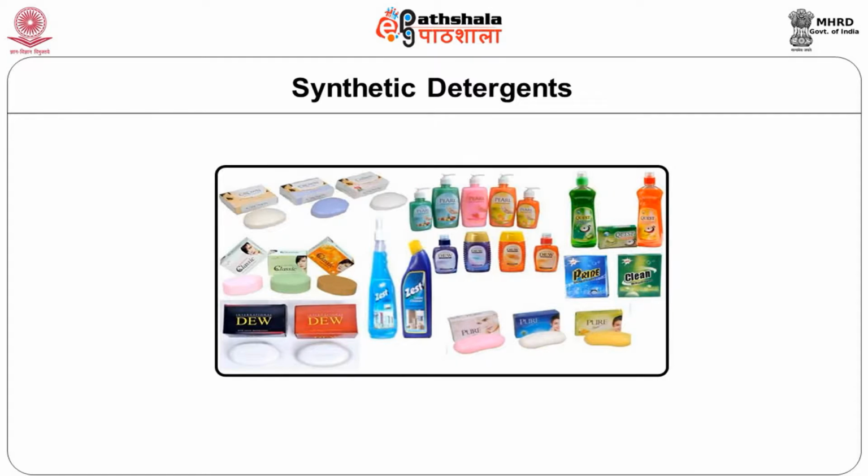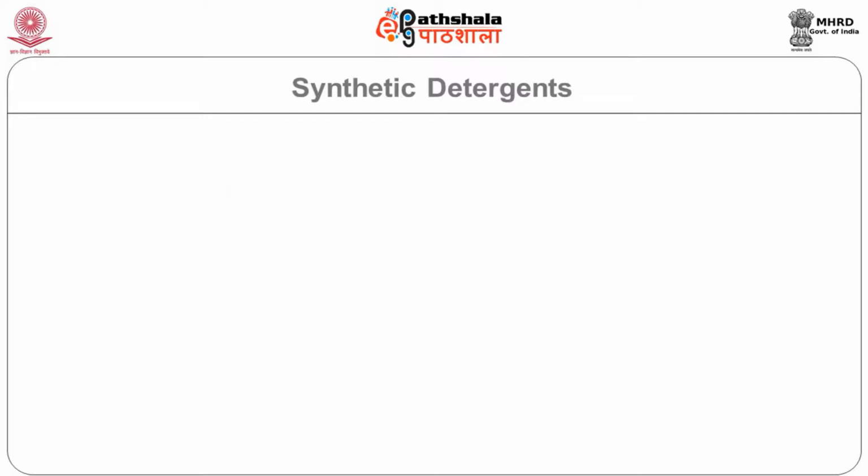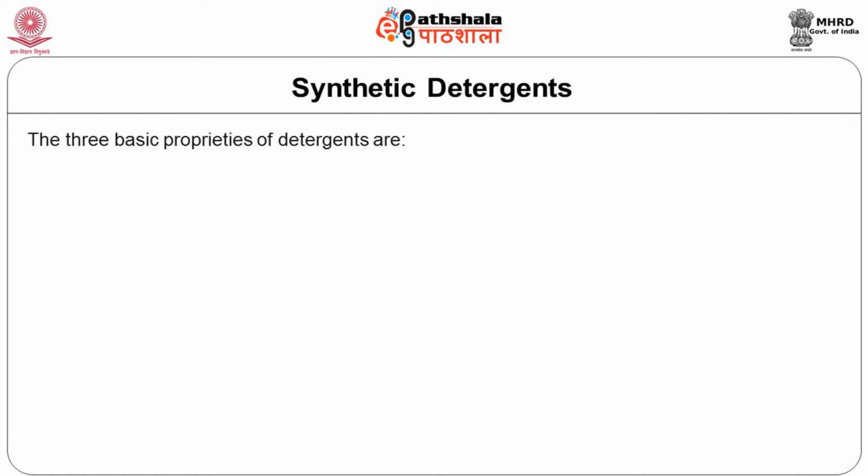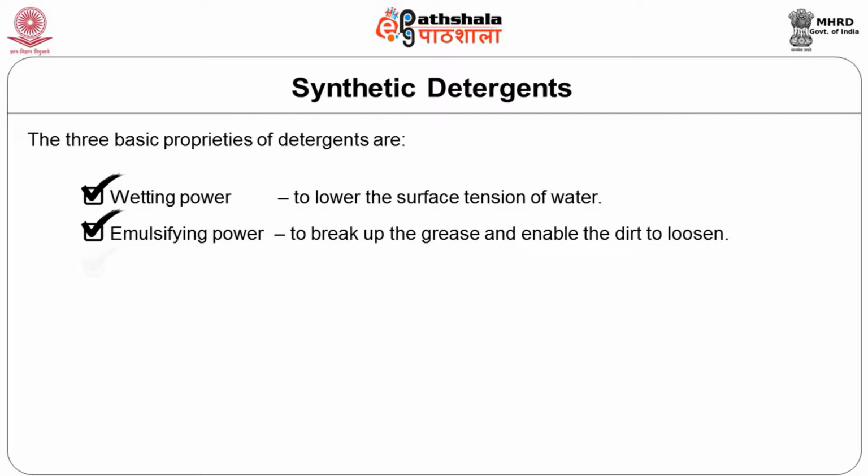Next, we are going to discuss the synthetic detergents. Detergents are cleaning agents which, when used in conjunction with water, can loosen and remove the dirt and then hold it in suspension so that the dirt is not redeposited on the clean surface. The three basic properties of the detergents are: first, the wetting power, which lowers the surface tension of the water. The second one is the emulsifying power, to break up the grease and enable the dirt to loosen.